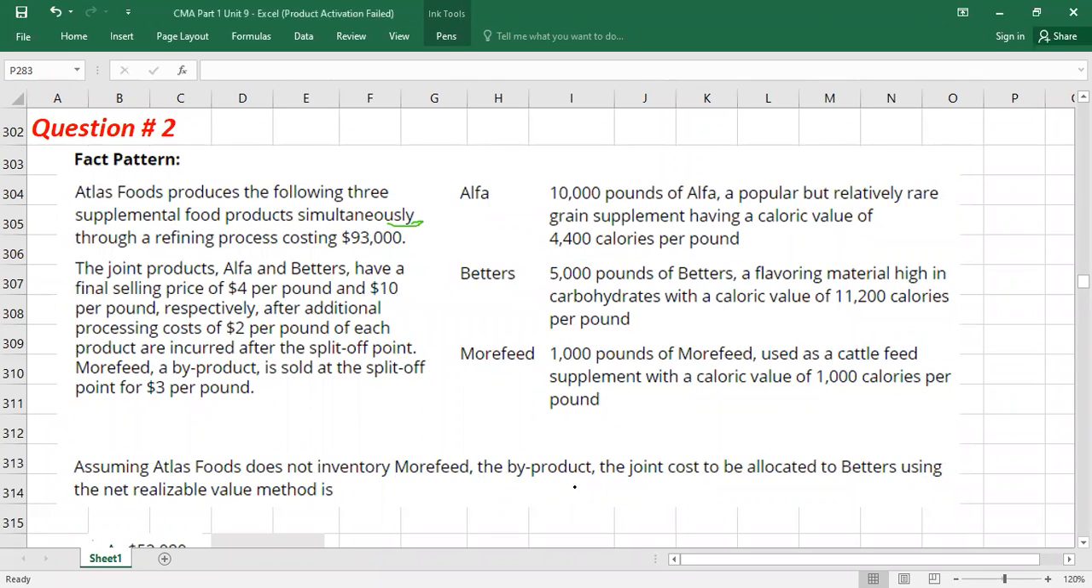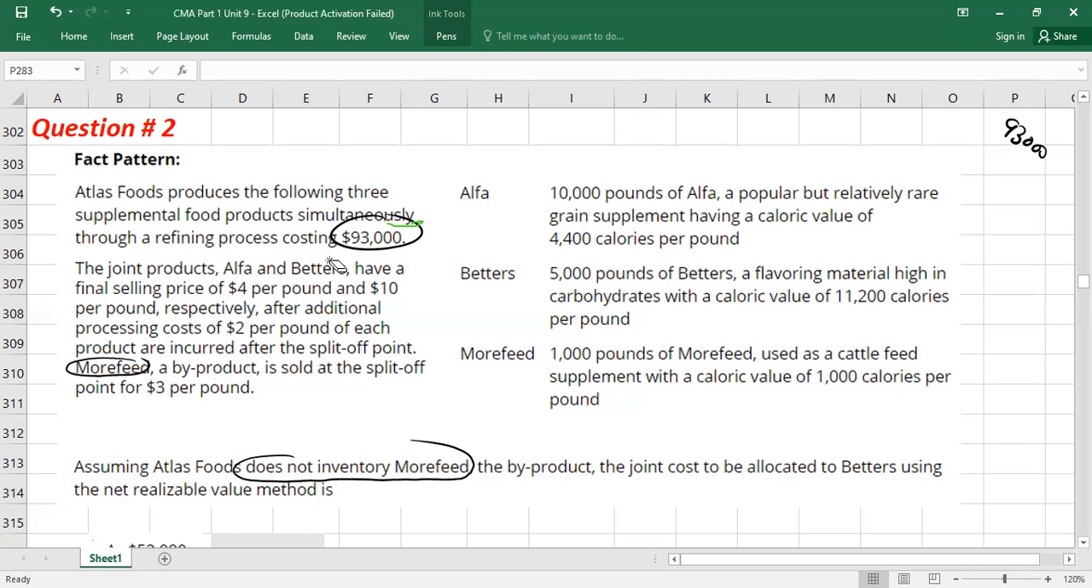So guys, we have to calculate what? First, remember here, assuming Atlas Food is the name of the company, does not inventorize more feed. They don't record it as inventory. If you do not record the inventory, you will allocate the gross value of common cost. Because common cost in the question is how much? 93,000 is given here. And in the byproduct, how many units do you have? Byproduct is your more feed, given here, right?